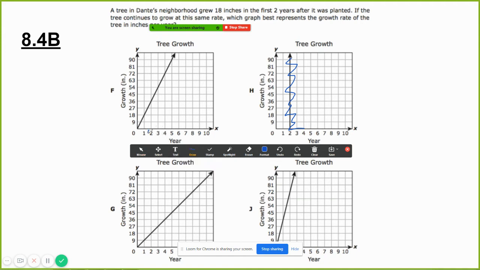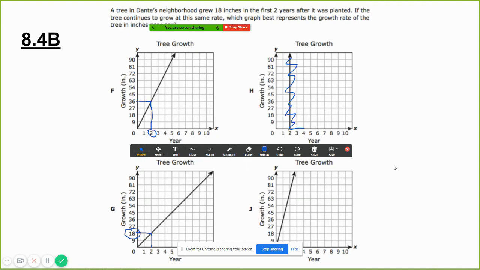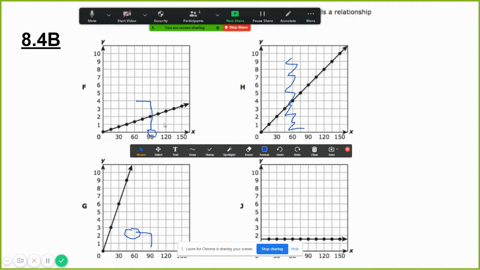So here's 2 years. If I go up and over, is this 18? No. How about here? If I go up and over, is that 18? Yes. 18 inches to 2 years. And then, of course, this one wouldn't work over here because 2 would be here and it would go on up. Okay, let's look at another one.